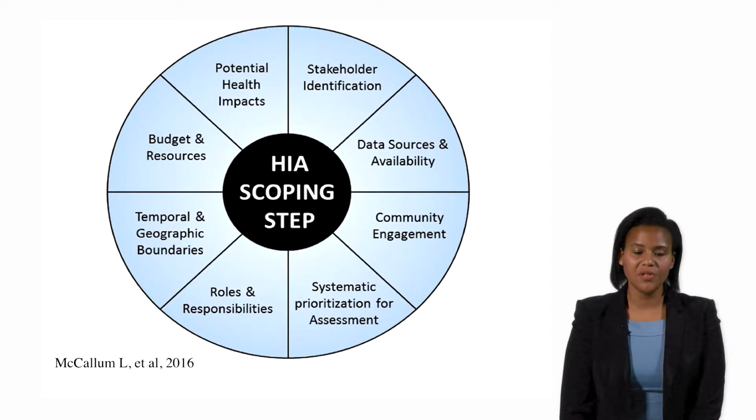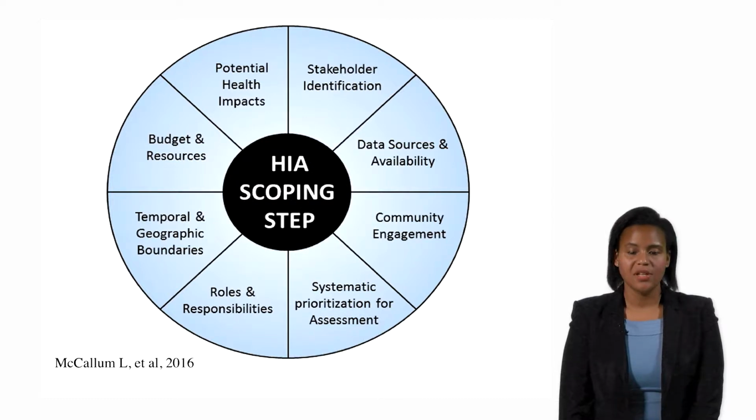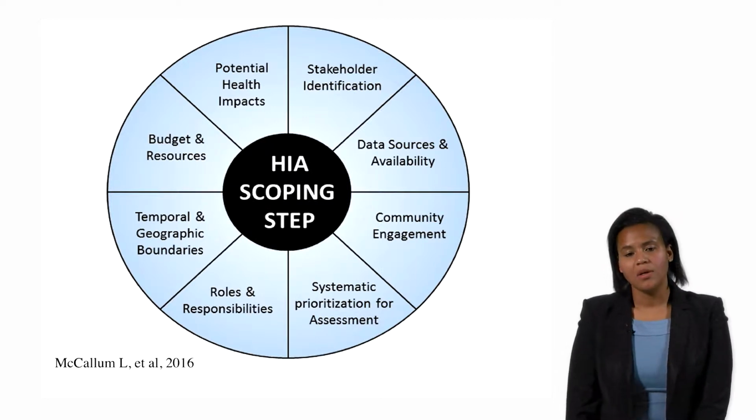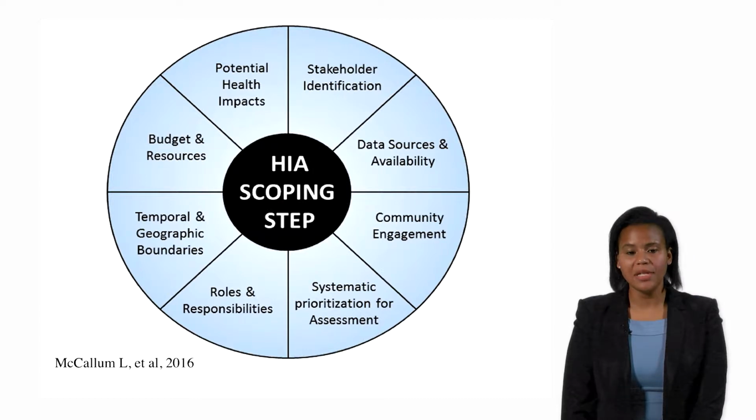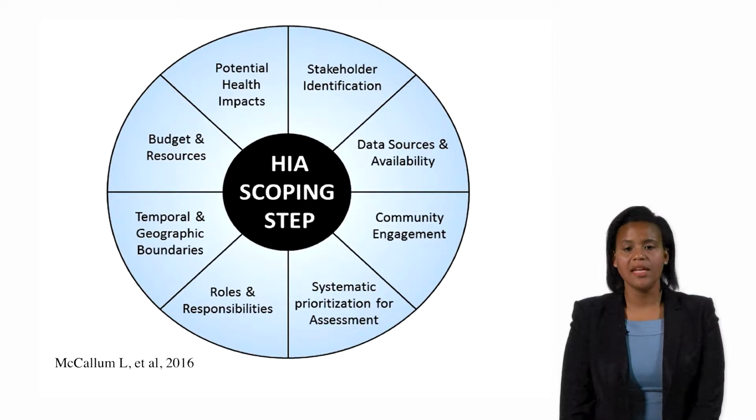I really like this figure. This is from a recent publication that shows you all of the different dimensions of the HIA scoping step, highlighting that this is the time to identify stakeholders, to determine data sources and availability, to think about how the community will be engaged in the process, to think about steps that are going to be used later on to prioritize for assessment, and to think about what are those most critical or important health impacts we want to look at, to help think about roles and responsibilities, again, those boundaries I just mentioned, also to think about the budget and the resources available, and again, what are those potential health impacts that are going to be analyzed.